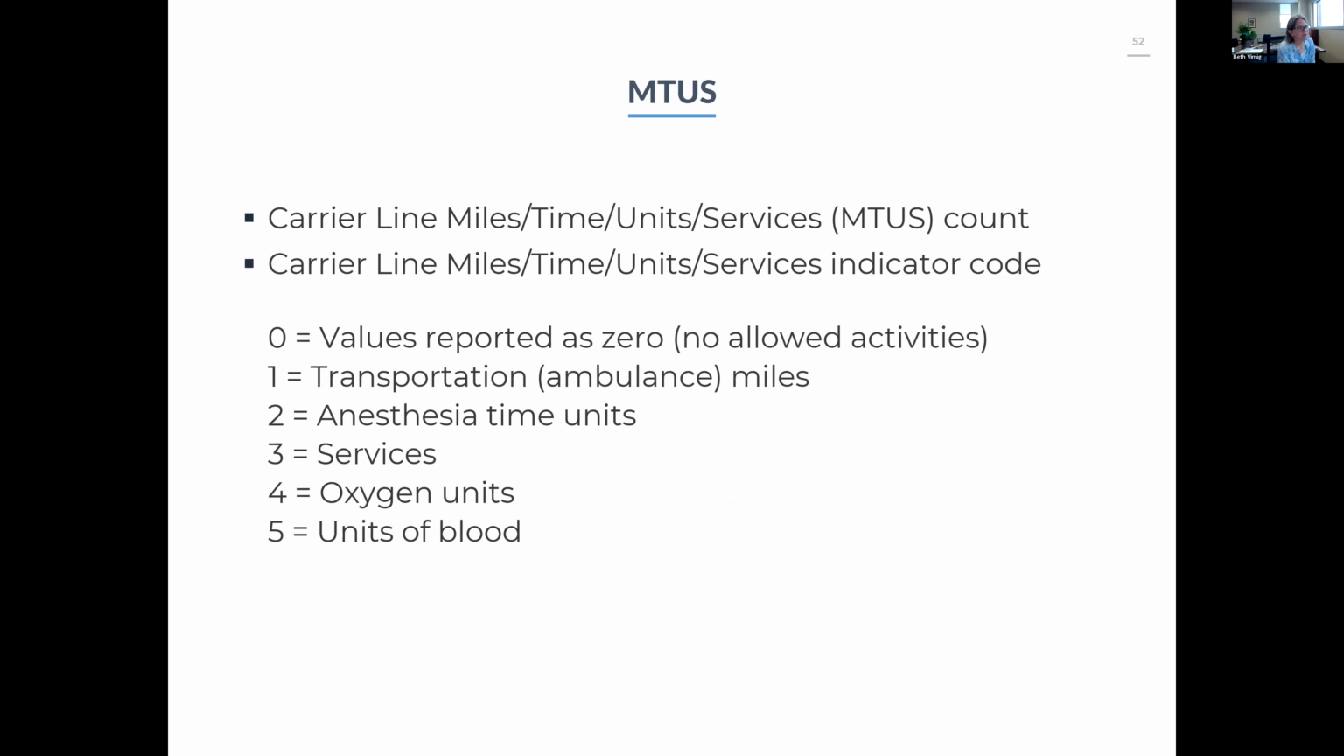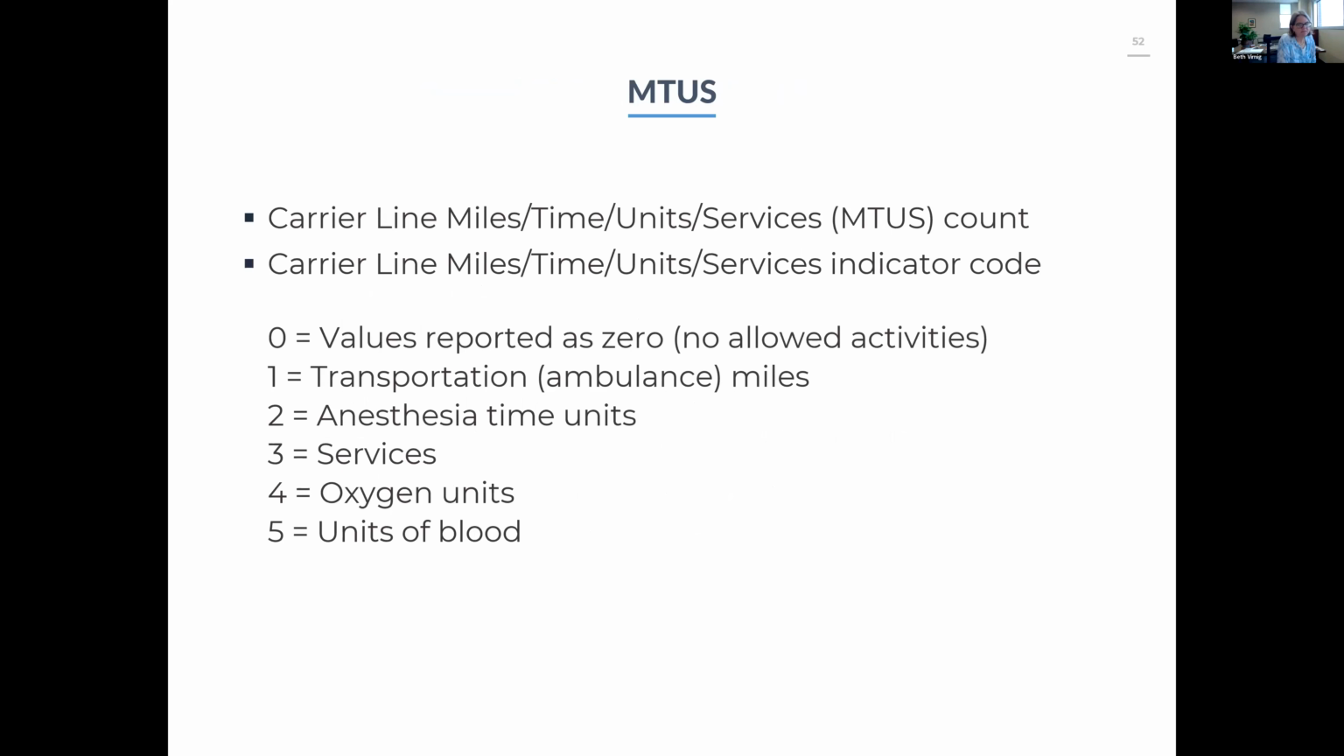Carrier claims also have what are called MTUS codes, and MTUS codes are incredibly valuable and incredibly helpful. They stand for miles, time, units, services. This tells us what units the line is billing in and how many there are. So the indicator will tell us, for example, when there's a count of how many, what it is.